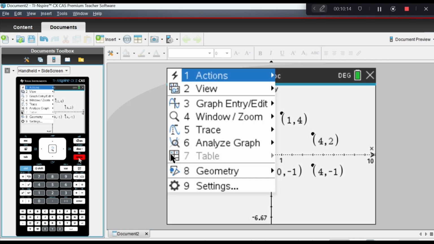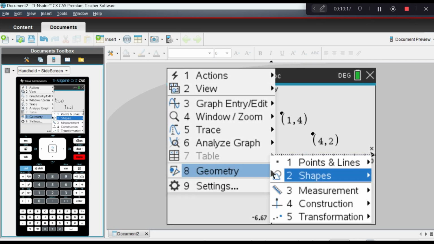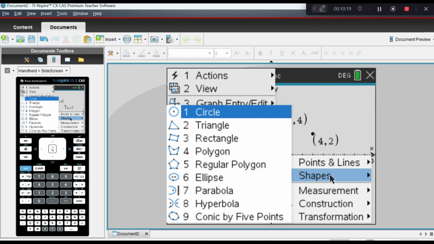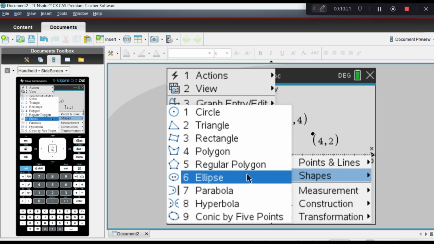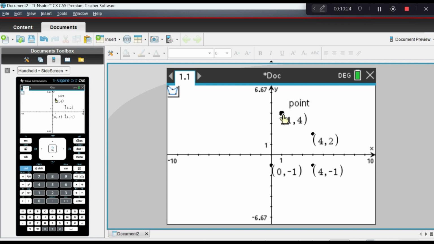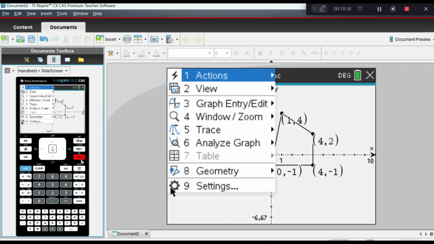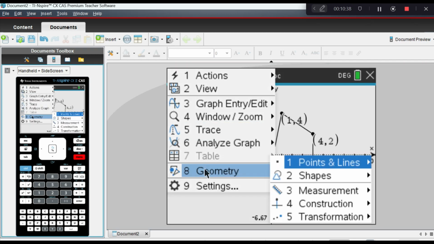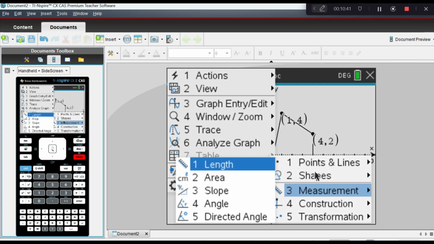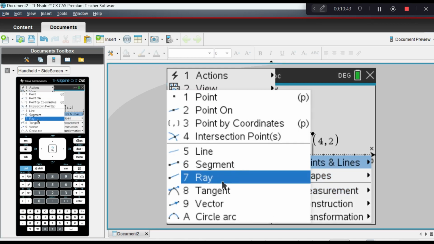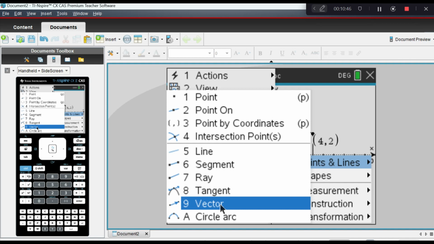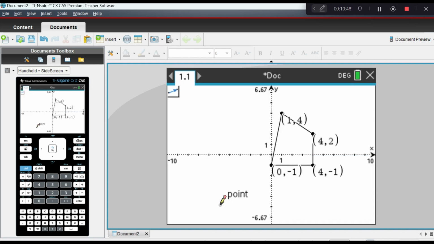Then I would get my tool that makes my polygons in geometry under shapes and find your polygon tool and just connect these 4 together. Kind of looks like a kite a little, but I don't think it is. No, I really don't think it is. Not a kite. Okay. Next thing is look under, if you go into geometry and you go under, here it says points and lines, you can see that we have a vector tool right there. Number 9 is the vector tool.